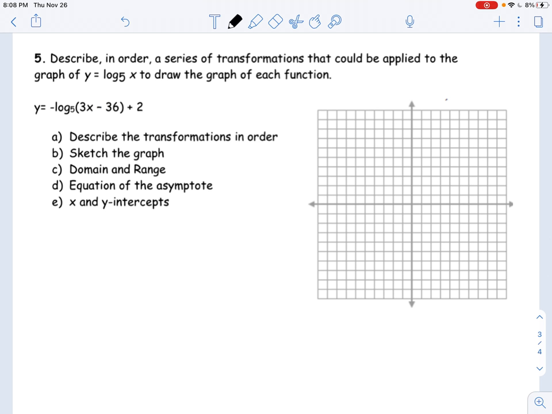Number 5, you want to describe in order a series of transformations that could be applied to graph y equals log base 5 of x to draw the graph of each function. So we're just drawing this one here. What you could do first is you could factor it if you want to describe the transformations.